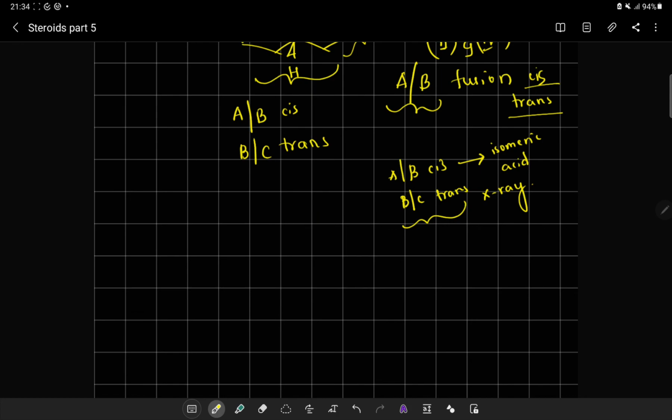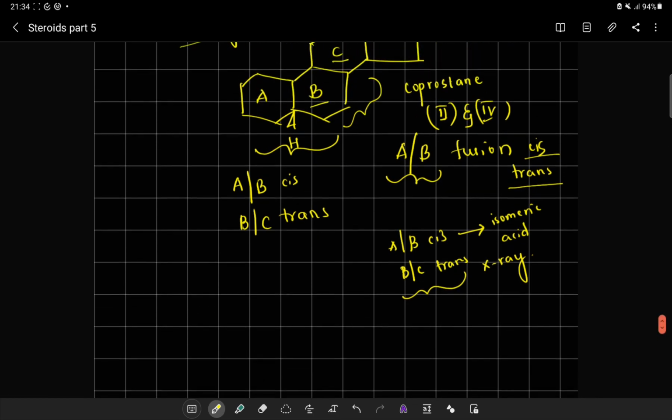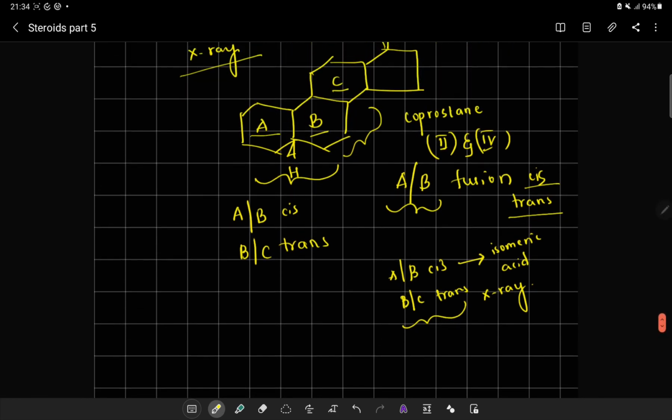In the next discussion, we will be looking for evidence of how we can say that C and D are fused. So right now we could conclude that A and B are cis and B and C are trans respectively. Thank you.